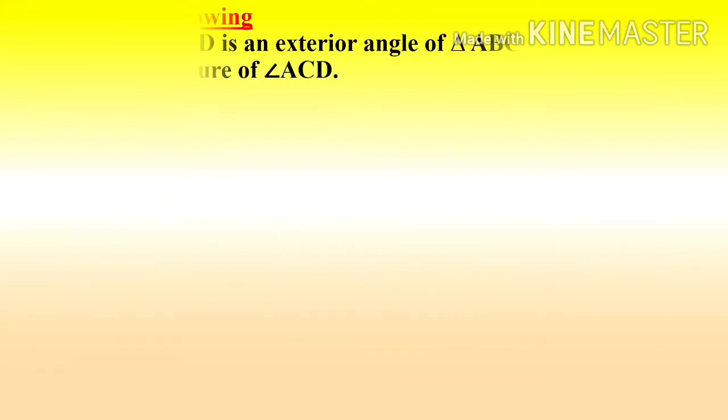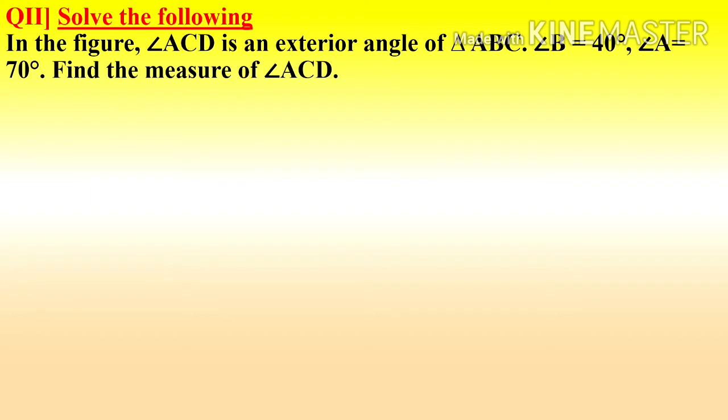Now student, move to question number 2. Question number 2 is given. Solve the following. The first one is given. In the figure, angle ACD is an exterior angle of triangle ABC, and angle B is given 40 degree. Angle A is given 70 degree. Find the measure of angle ACD. And the figure is given in your worksheet.